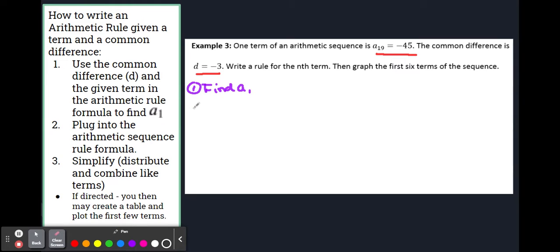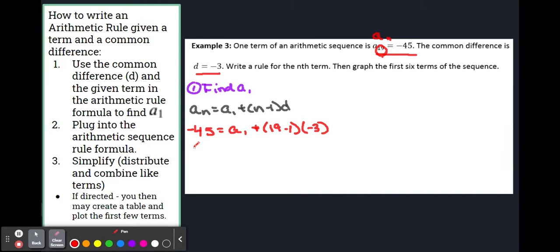So I'm going to plug in, again, using this formula, everything that I do know. So a sub n, this time there's my a and my n. I'm using 45 here. a sub 1 is what I'm looking for. The n is 19, because it's the 19th position. And the d I know is -3. We would do some calculations. 19 minus 1 is 18, times -3 is -54. Solve for a1, we get 9. So there's my a1.